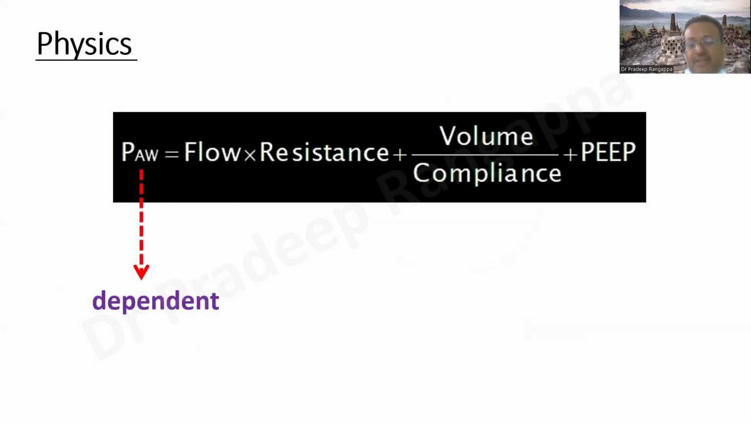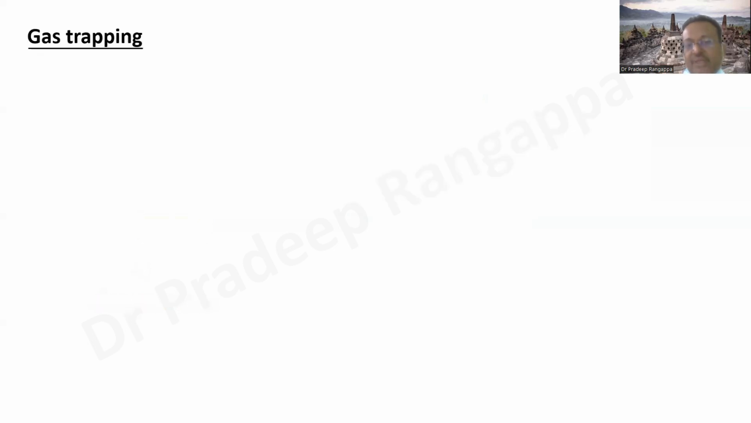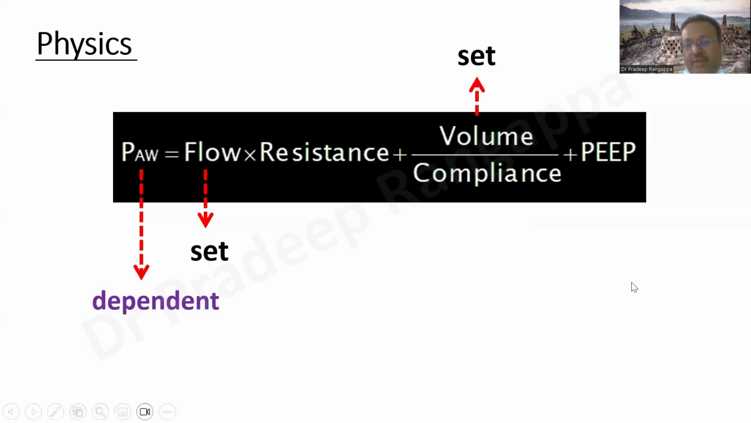So airway pressure is dependent on the flow, and this flow is something that we can set on a ventilator. And resistance is something very intrinsic to the lung, and resistance is something we cannot set. Resistance is determined by the pathology, because we know in COPD resistance increases, and this is determined by how your lungs are. And the volume is something that we can set on the ventilator, and the PEEP is something that we can set on the ventilator. So there are two things we cannot set. Resistance is the intrinsic nature of the lung, and the compliance also is intrinsic.